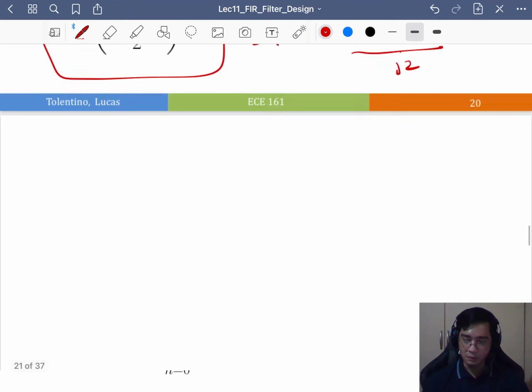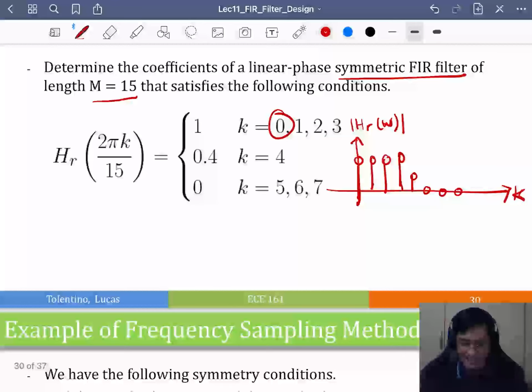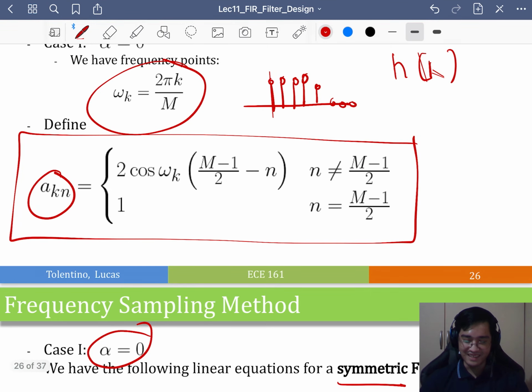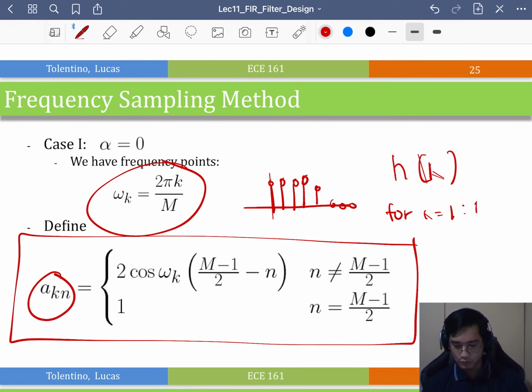If you really want to do this in Matlab, basically, set for n from 1 to (M minus 1) over 2 plus 1. And then A of, how do you do this?